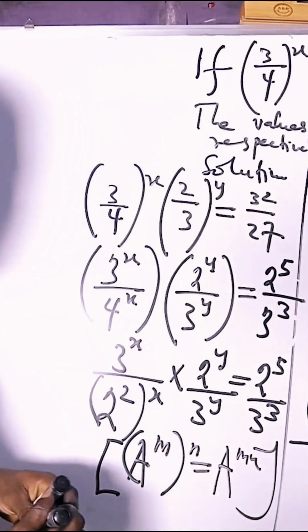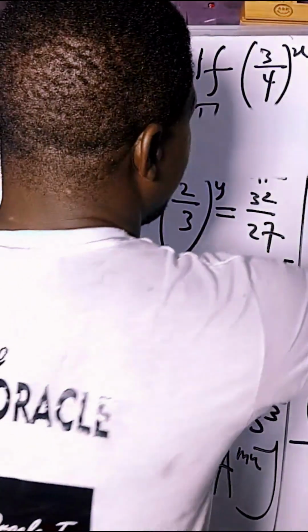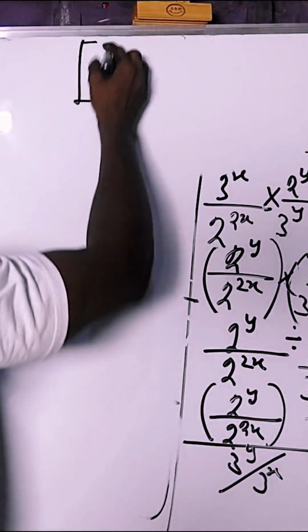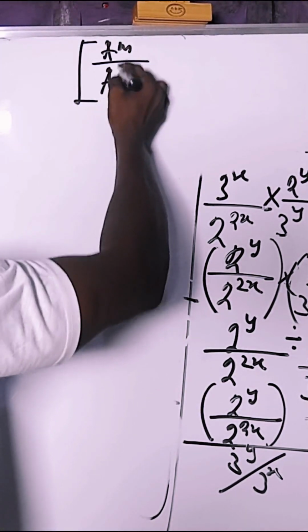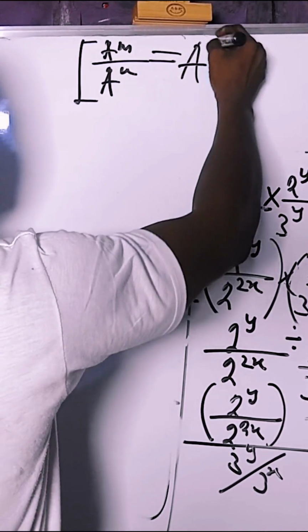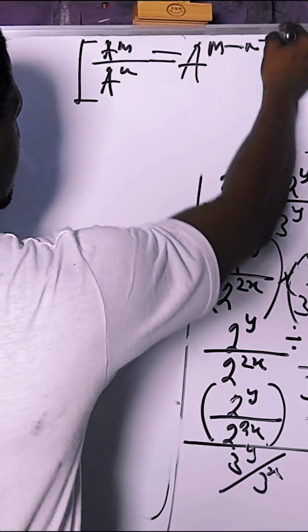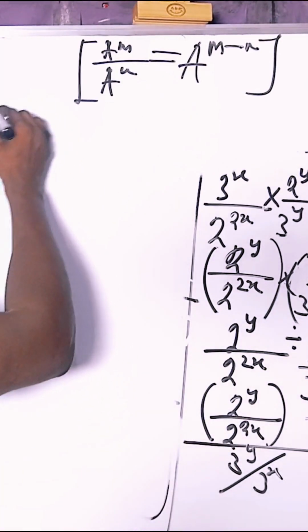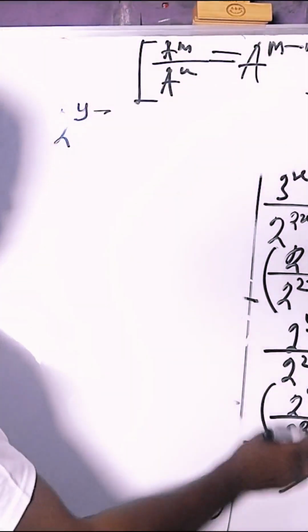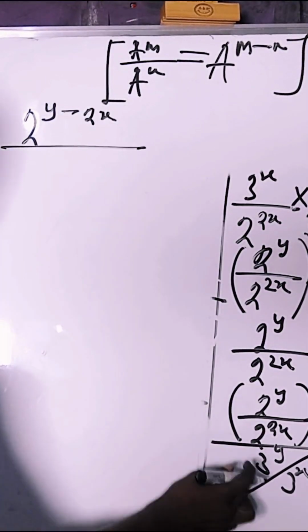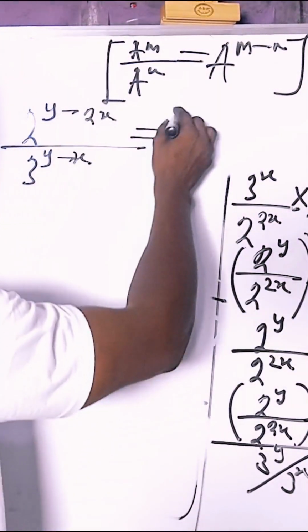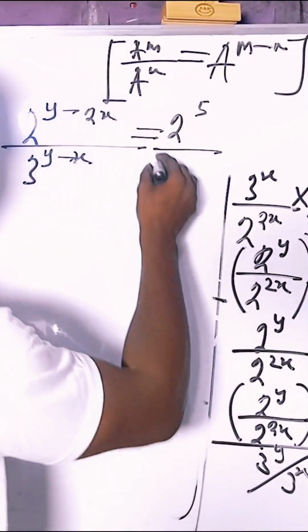Having done that, the next line of action is to recall a particular law of indices. There's a particular law of indices that states that if you have a raised to m all over a raised to n, it is as good as a raised to the numerator exponent minus the denominator exponent. That is a raised to m minus n. Applying this law to this, I think we'll have 2 raised to y minus 2x all over 3 raised to y minus x, and that is equal to 2 raised to 5 divided by 3 raised to 3.